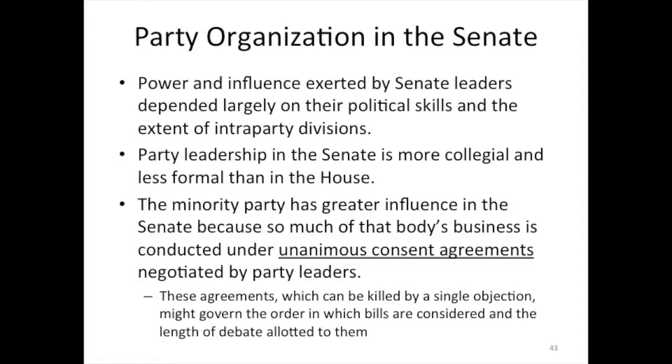Now let's consider the Senate and party organization. Power and influence exerted by Senate leaders depend largely on their political skills and the extent of intra-party divisions. Party leadership in the Senate is more congenial and way less formal than in the House, because there's fewer people.